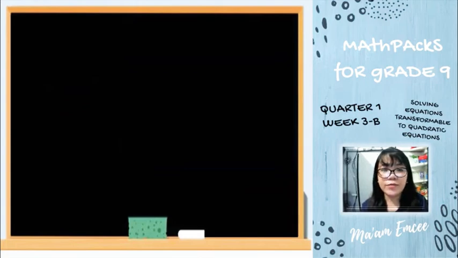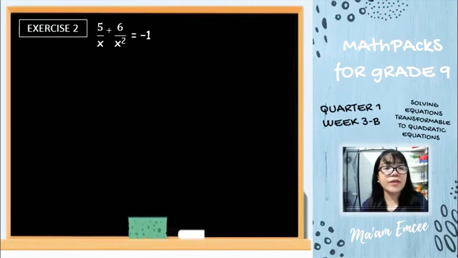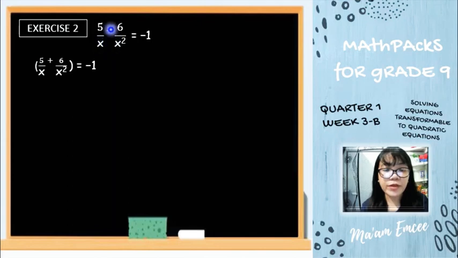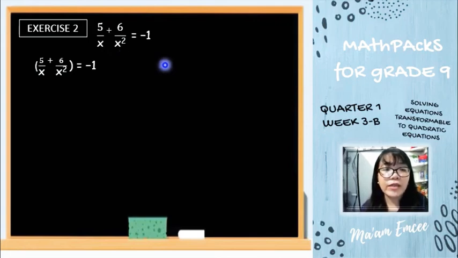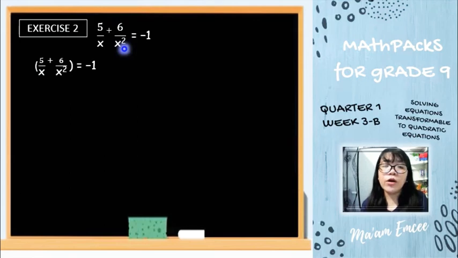Now let us proceed with example number 2, or exercise number 2. 5 over x plus 6 over x squared is equal to negative 1. Now, for this particular example, we have two denominators. So we need to decide which of the two denominators is the LCD. We need to think of the term which can be divided by both the x and the x squared. And obviously, that is x squared. We can divide x squared by x and we can divide x squared by itself. So the LCD for this particular equation is x squared.